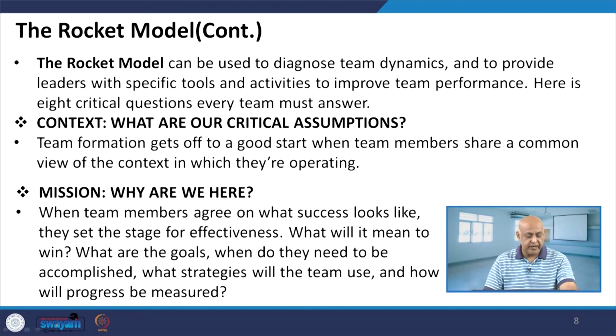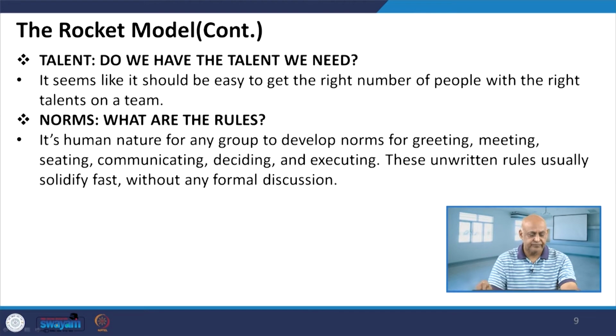So, why are we here? The second critical question gives the answer: all team members agree that they have a common goal, and that goal is success. The effectiveness will be greater whenever all team members understand for what meaning or purposeful work they are here, what they want to win, what their goals are, when they need to accomplish those goals, and what strategies are to be used for progress to be measured.